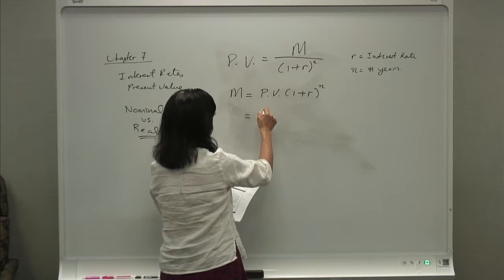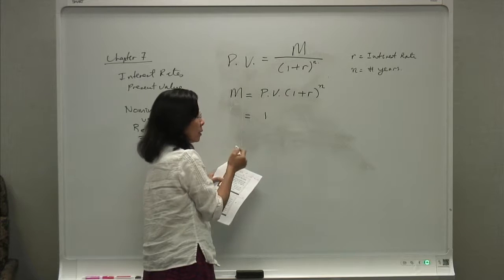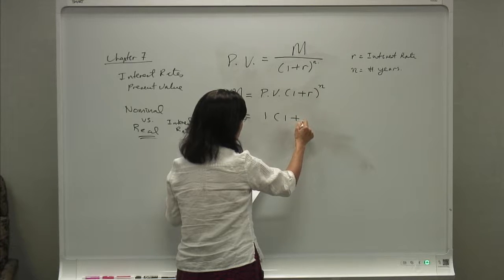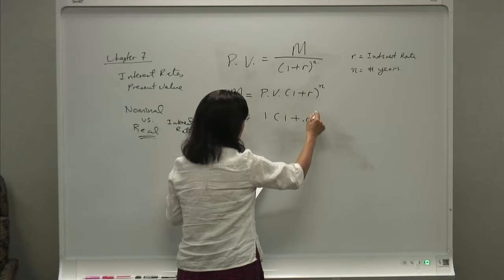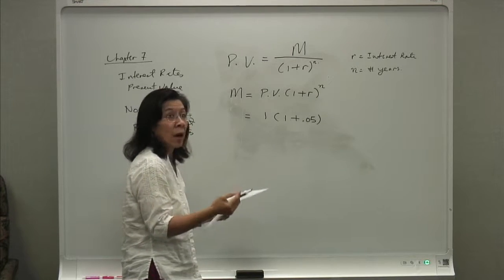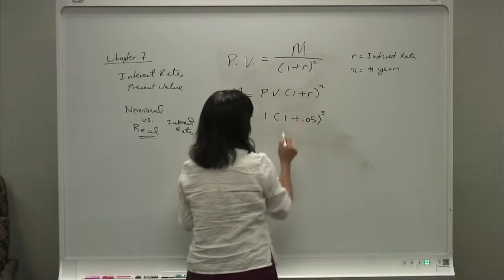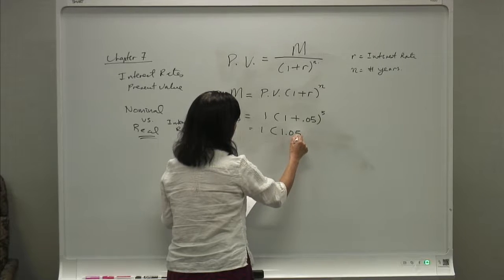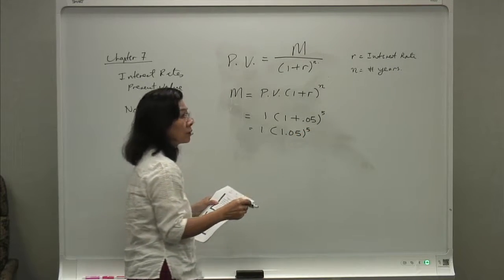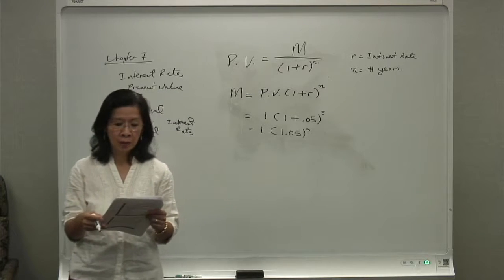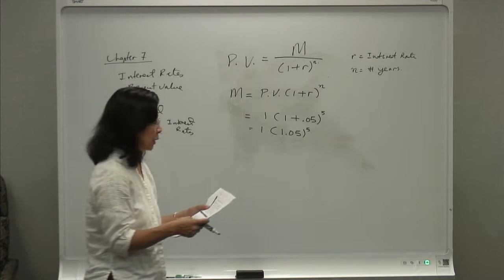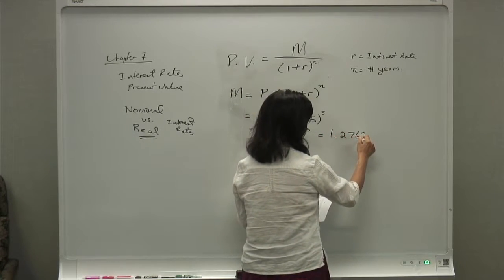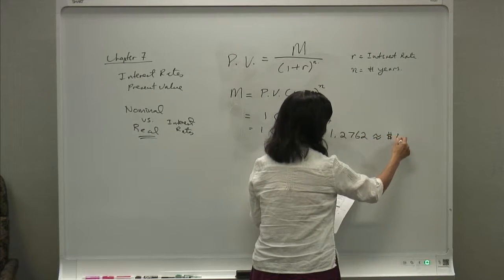Your present value will be $1, because if you invest $1 today, and your interest rate is 5% in this example, this would be 0.05 raised to the power n, and let's look at 5 years. So this would become 1 multiplied by 1.05 raised to the power of 5. If you use your financial calculator using the exponential function, you should get the answer to be 1.2762, or approximately $1.28.